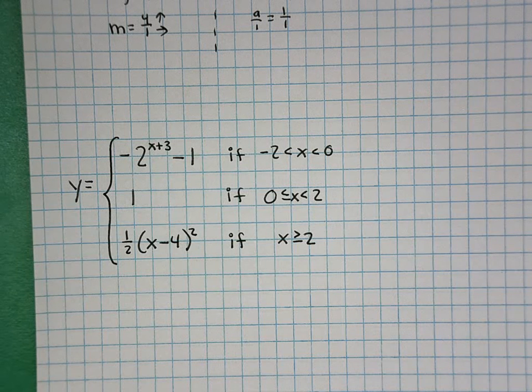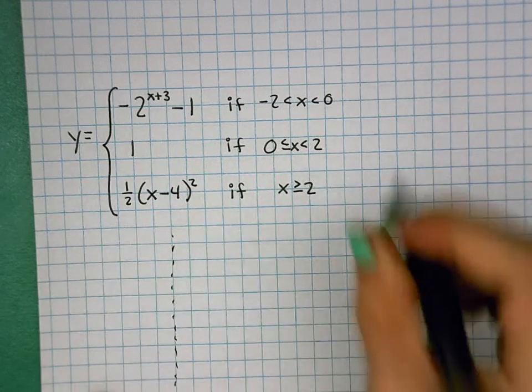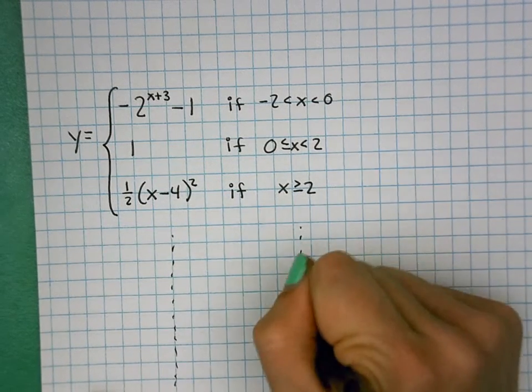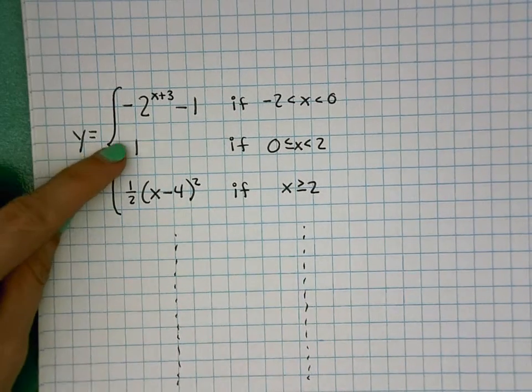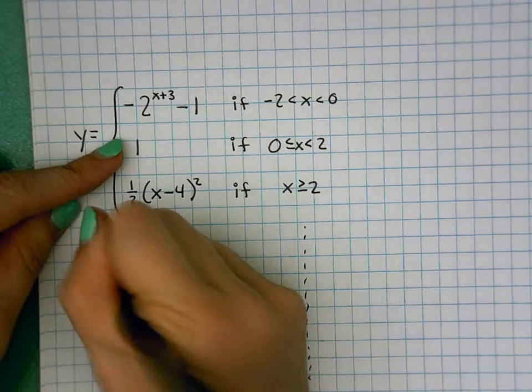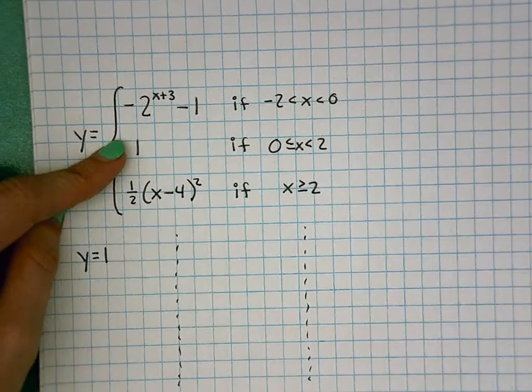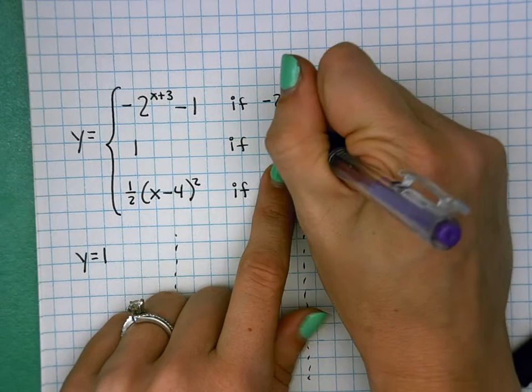Okay, so here we go. 3 functions. You can do them in any order you want, but the middle one looks the most friendly to me, so I might recommend starting there. Y equals 1 is a horizontal line. Y equals 1 is going to start at 0, it's going to end at 2. At 0 we'll have a point, and at 2 we'll have a hole.